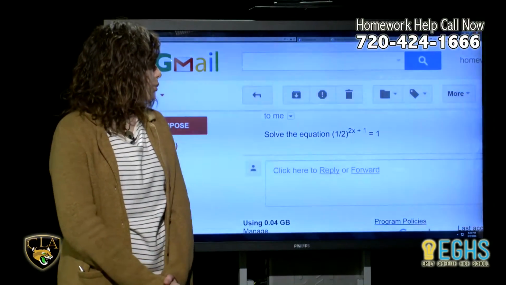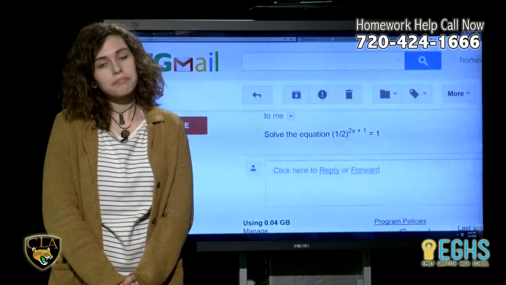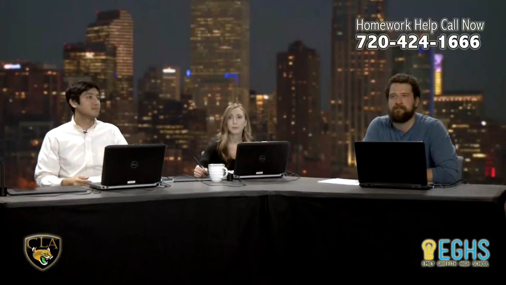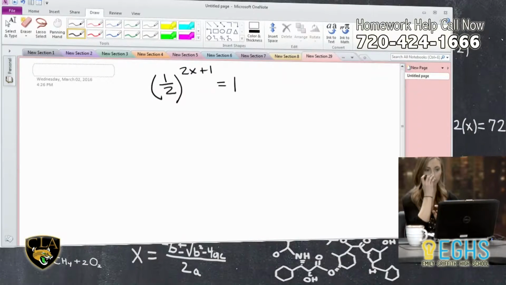One asks, 1/2 to the power of 2x plus 1 equals what? All right, let me write that down, Lily. It was 1/2, and then to the 2x plus 1 power is going to equal 1. I'm probably going to need a calculator for this one, but all right. So this is the equation that was asked of us.